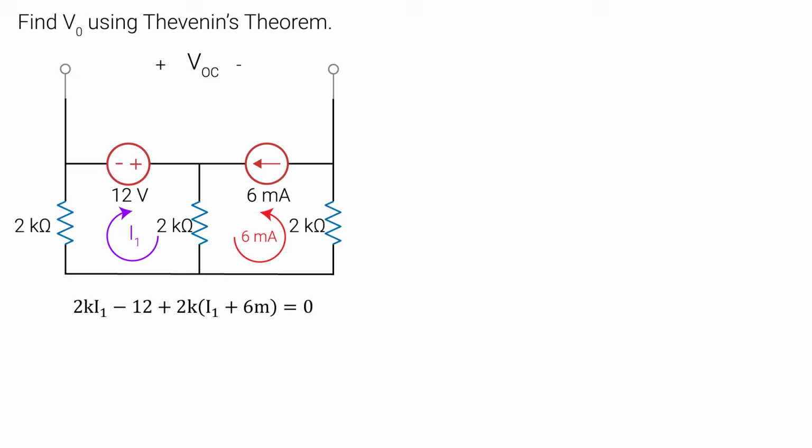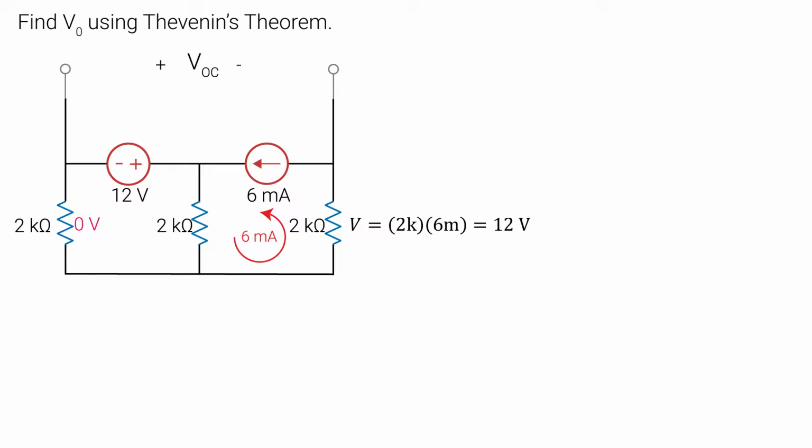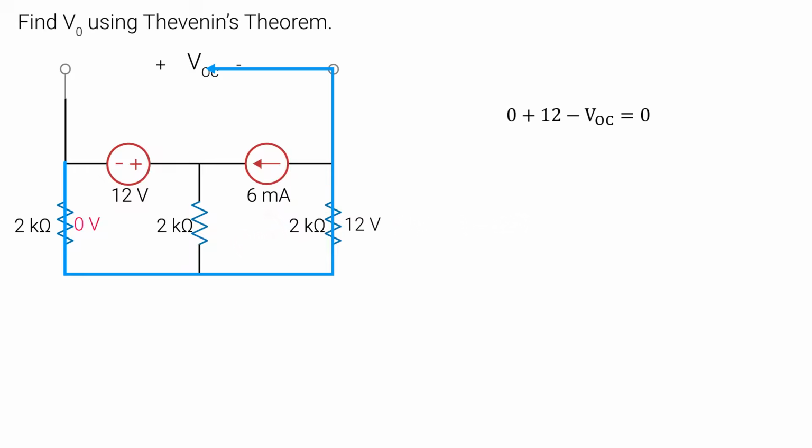Now we can directly solve for I1. If this is unfamiliar to you, I have a whole video on mesh analysis, so please take a look at that to get a refresh. We get 0 for the current in this loop, so the voltage in this resistor is 0, and the voltage in this resistor is 12 volts. Now we can write a KVL for this loop. Let's solve for the open circuit voltage, and we get 12 volts.